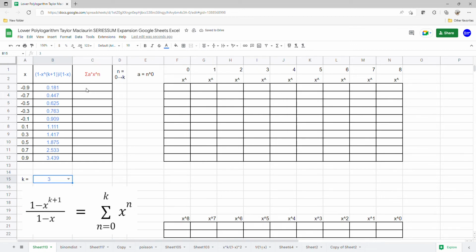Continue with the expansion, which is the summation of a times x to the power n, where the value of n is from 0 to k. So this is equal to sequence of k plus 1, one column, starting from 0, incremented by 1, and enter. So at k equals 4, that's our n from 0 to 4. And the value of a, the coefficient, is array formula of n raised to the power 0.